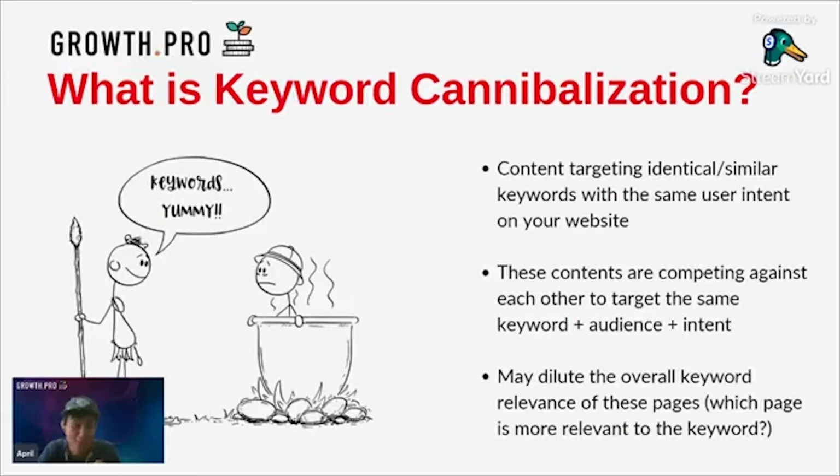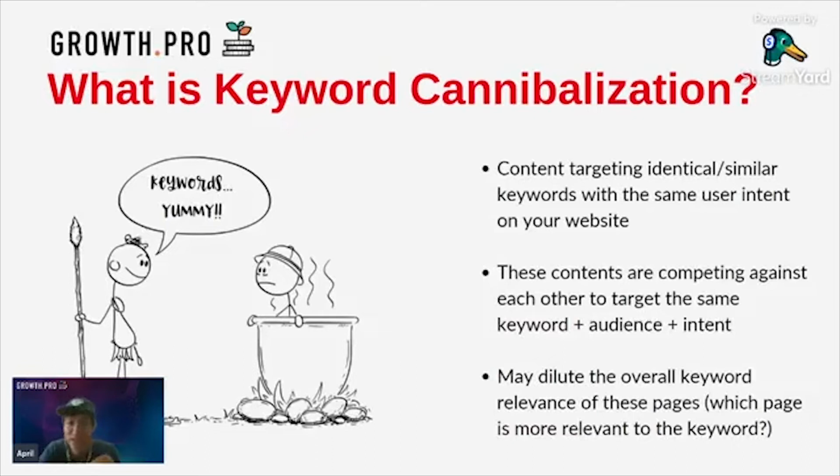As the name implies, keyword cannibalization basically means you have keywords or pages that are cannibalizing each other, right? They are trying to fight and rank for the same keyword, which means these contents are practically competing against each other to target the same keyword, the same kind of audience, and as I mentioned, the same kind of intent. So all these different contents are competing with each other. They may dilute the overall keyword relevance of these pages.